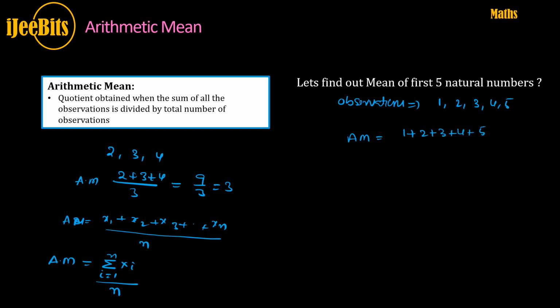And then how many observations do I have? I have only 5 observations. The total sum is 1 plus 2, 3, 3 plus 3, 6, plus 4, 10, plus 5, 15. So 15 divided by 5. How much do you get? 3. So the arithmetic mean for the first 5 natural numbers is 3. Okay. Are you clear? This is how we are going to calculate the arithmetic mean.